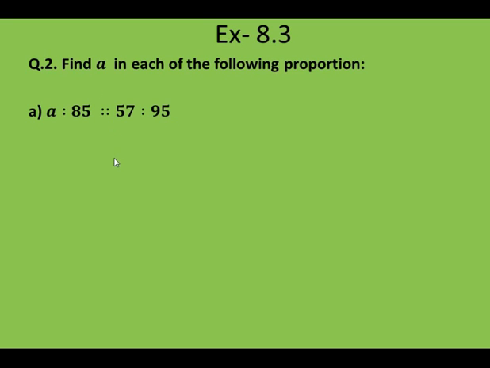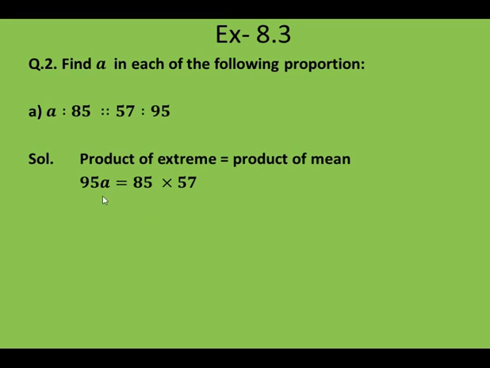We have to find the value of A. So as they are in proportion, so product of extremes will be equal to product of means. So we can say 95A is equal to 85 into 57. Extreme terms are 95 and A, and 85 and 57 are mean terms. So A will equal to 85 into 57 divided by 95. By transposition, 95 will divide the terms and we will get the value 51 as answer.